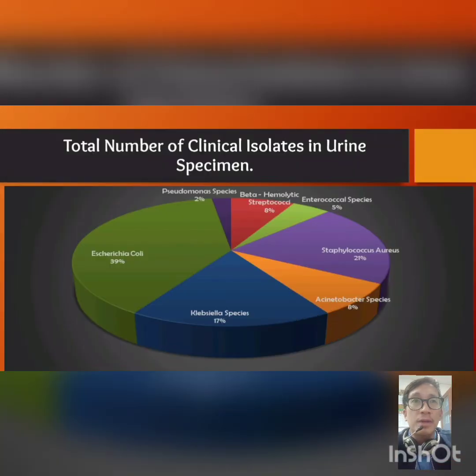Now let us see what are the clinical isolates found in urine specimen. Number 1 is E. coli, which is 39%, followed by Staphylococcus aureus with 21%. Next is Klebsiella species with 17%. Next, we have Acinetobacter species and beta hemolytic streptococci with 8%, followed by enterococcal species with 5%, and lastly Pseudomonas species with 2%.